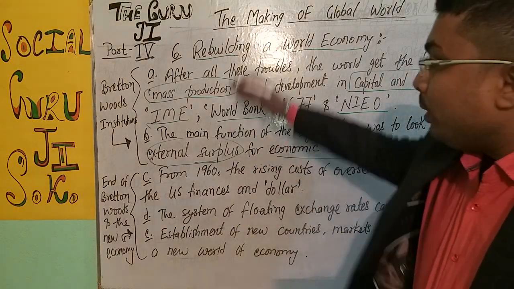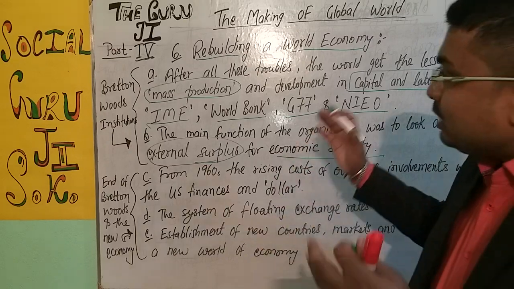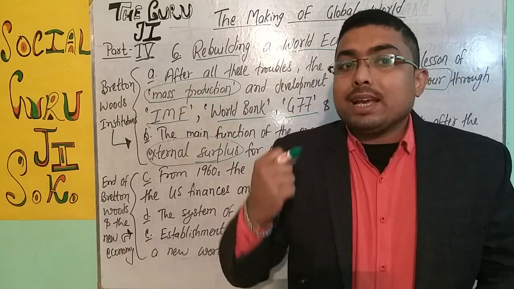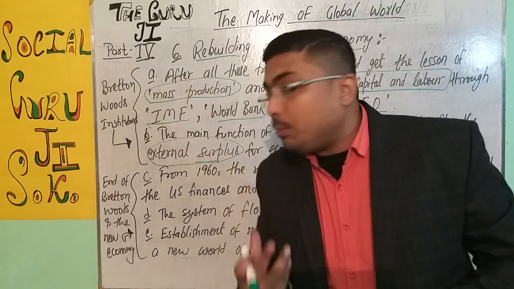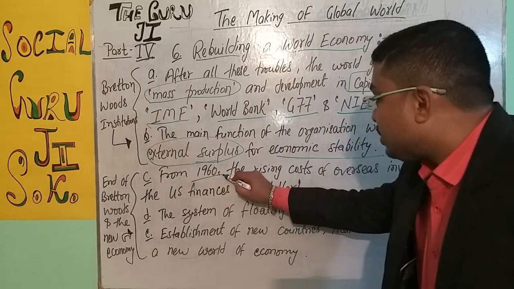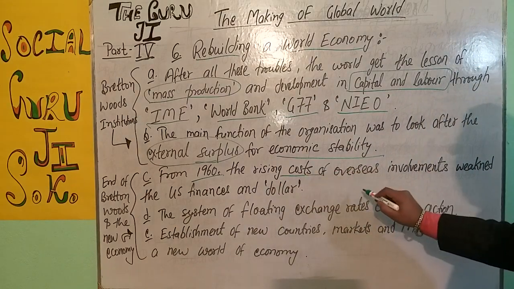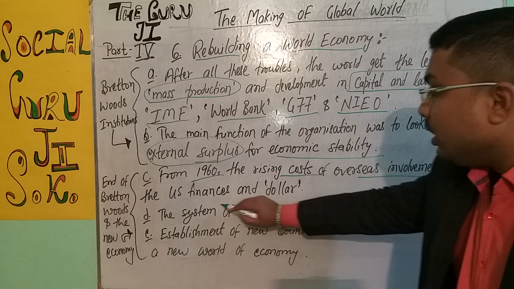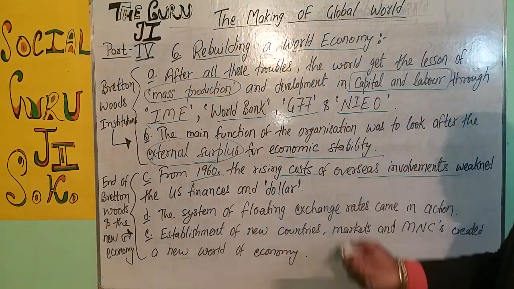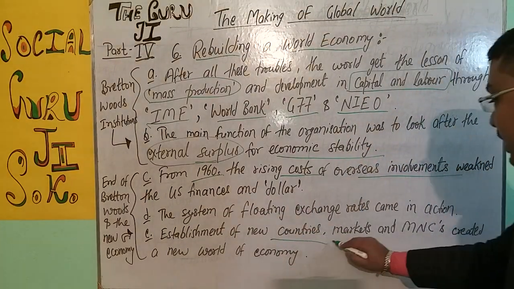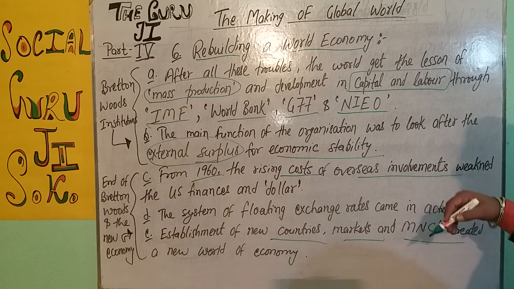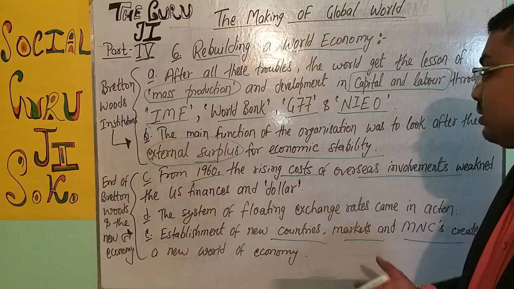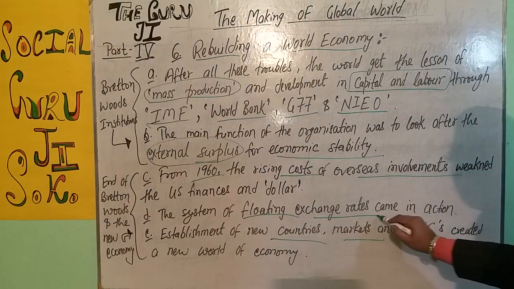Now, when the whole system ends, means the dollar had its own capture on this whole system. So as the dollar's capture decreased, why did it decrease? Because in the 1960s, because of the rising of overseas involvement, means the rising of new countries, the rising of new MNCs, countries, markets, MNCs, it created a new economic world which led to floating exchange rates.